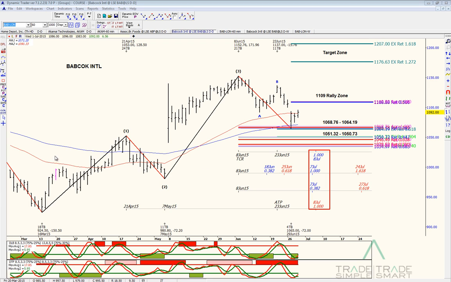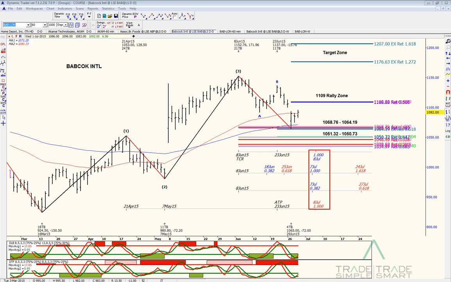Now, the fact that the ABCD pattern has entered into our first zone at 1068.76 does not necessarily mean that a reversal is imminent. We still want to add some other factors which will help to increase the probability and also the time of the reversal.